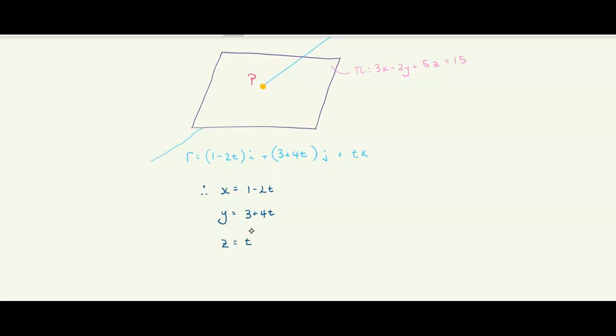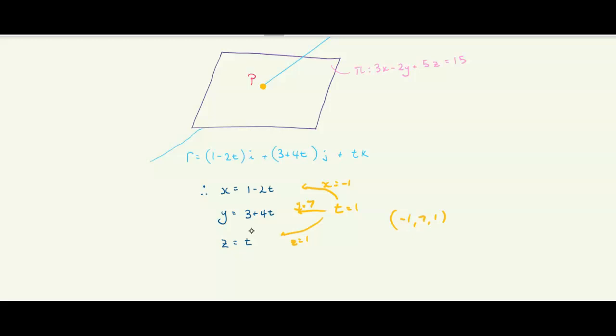So this defines points for different values of t. If I put t equals 1 in here, then I would get x is equal to -1. I'd get y is equal to 3 plus 4 is 7. I'd get z is equal to 1. So (-1, 7, 1) will be a point on the line. It's not on the plane.